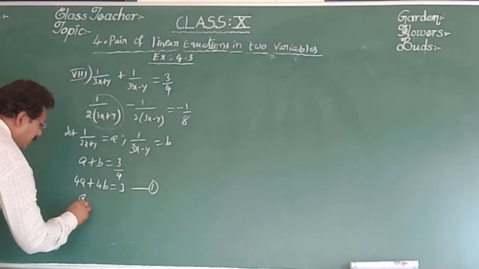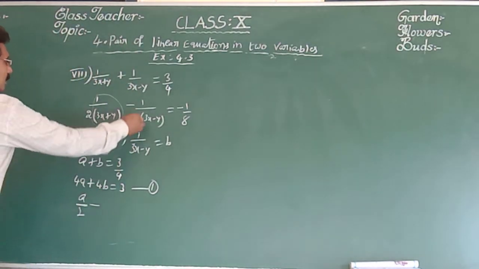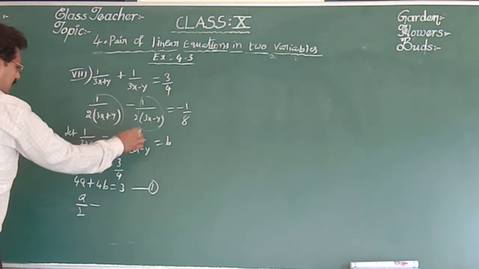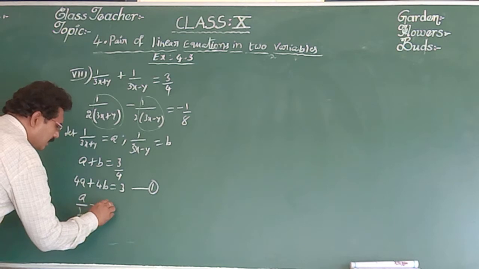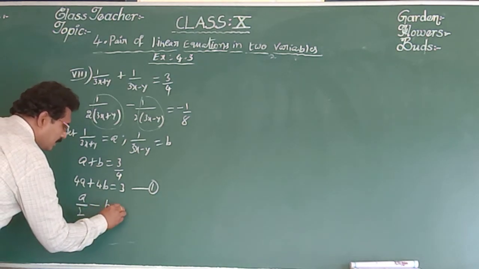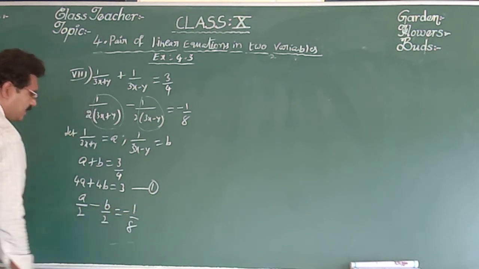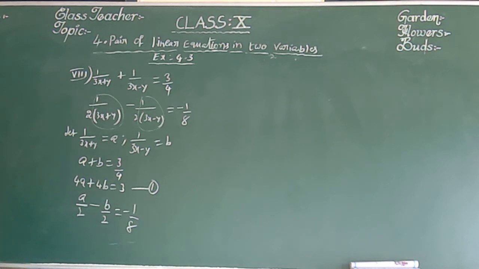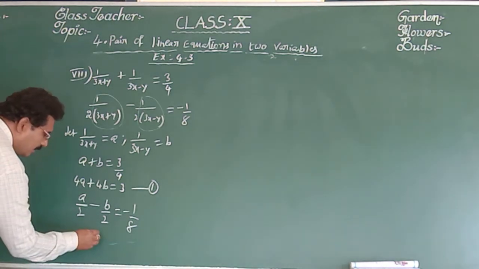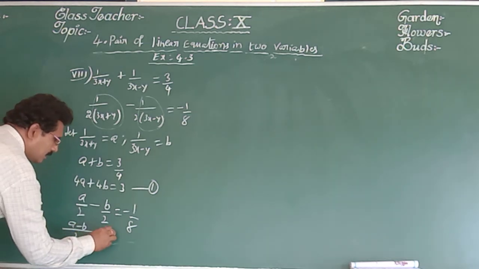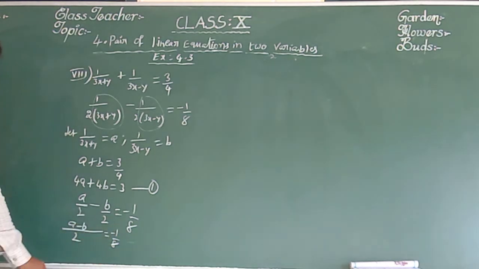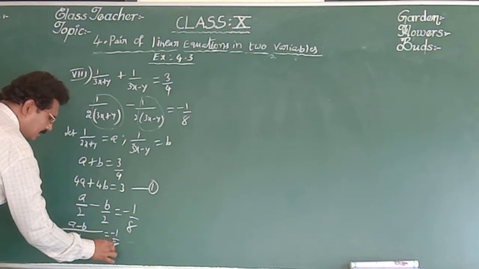A by 2 minus, total 1 by 3x minus y is b. So that's why this is 1 by 2 into b. So that is b by 2 is equal to minus 1 by 8. Now take LCM: a minus b is equal to minus 1 by 8. 2 ones are 2, 4 twos are 8.